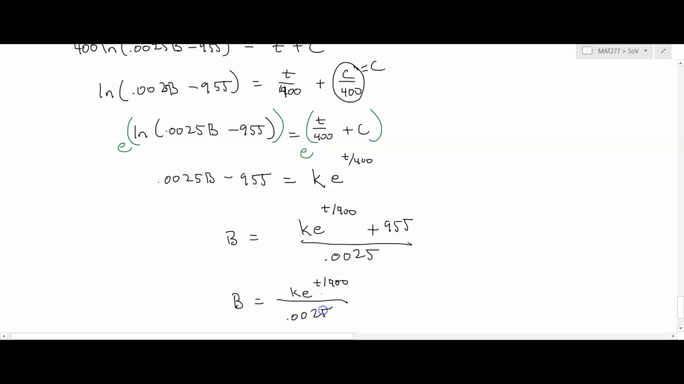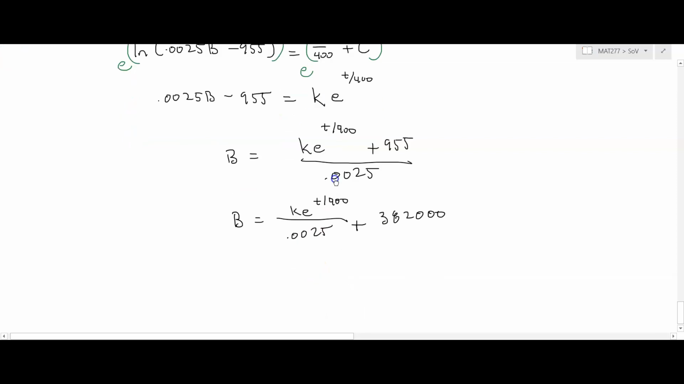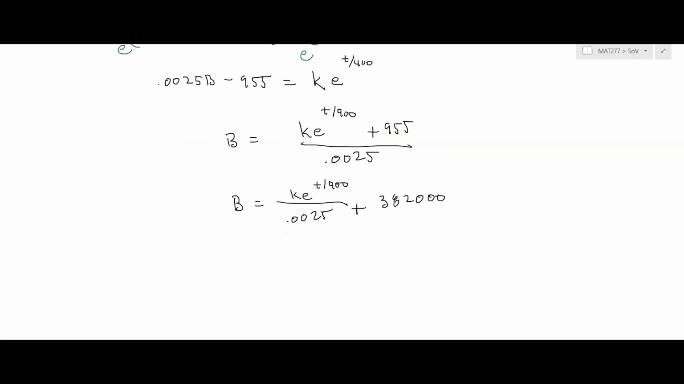You'll see why here in a moment. And 955 over 0.0025 is 382,000. And the cool thing here is that when I have a product of things, like for example 3 times 4 over 2, if this is multiplication, I don't divide the 3 by 2 and the 4 by 2. I could do 3 times 4, which is 12, divided by 2 is 6.